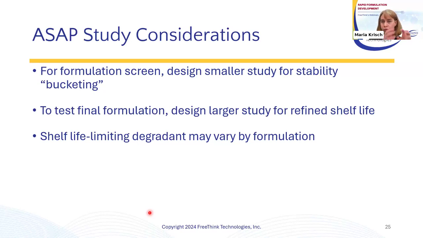So once you've tweaked everything, once you're sure of the drug load, you're sure you're using an appropriate API, that's when you tweak it and have a very large study. And this also helps minimize API use in the early studies. It's also the case to keep in mind that the shelf life limiting degradant may vary by formulation, right?